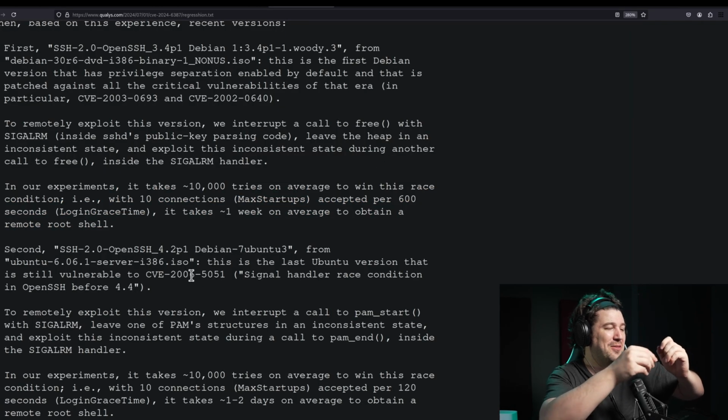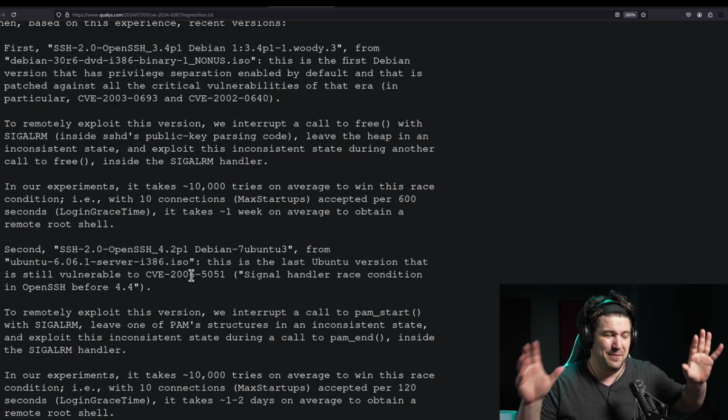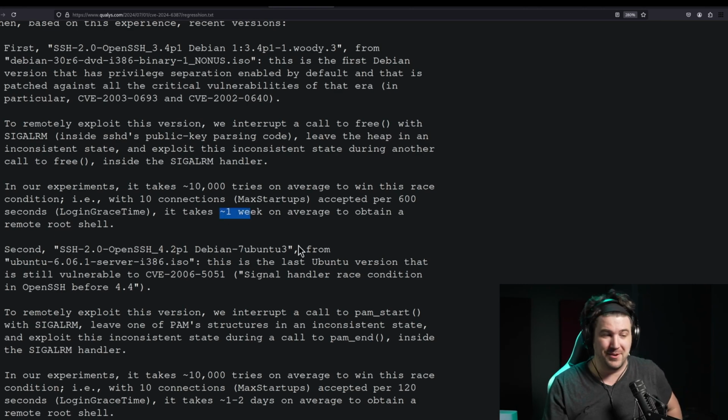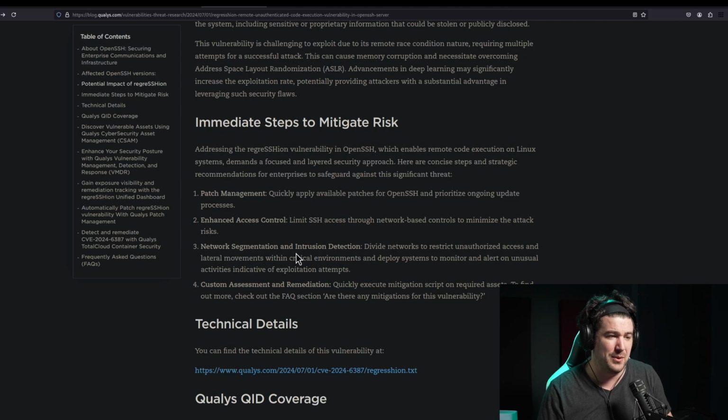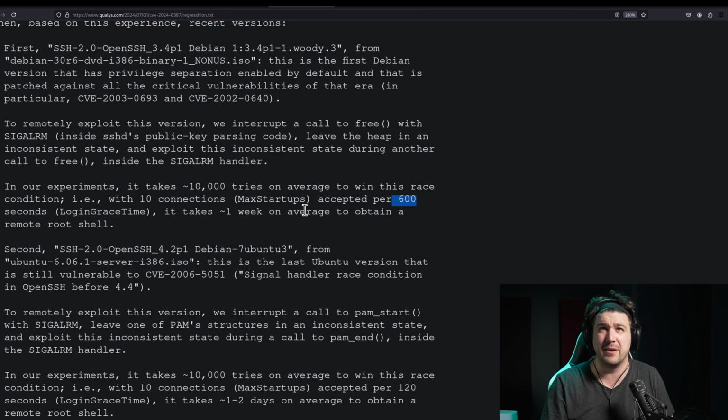I don't know how long this investigation went on. If even just doing this takes a week on average, how many times did they have to try this? That's a lot. Another interesting thing here is it takes 600 seconds because you can only try at the end of that 120-second grace period. This is where I was saying, with the intrusion detection, this should be a really easy pattern to detect and shut down, right? It should be really easy in theory.